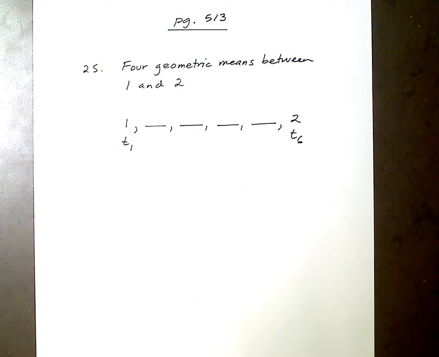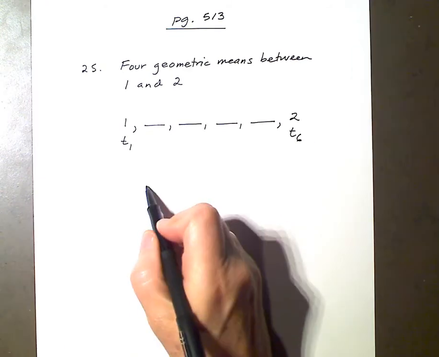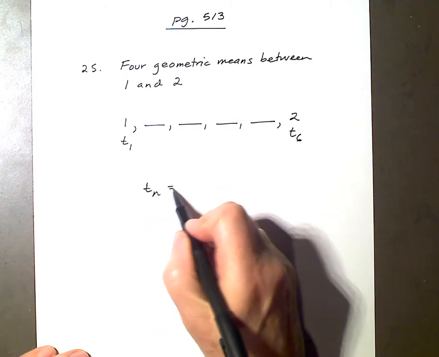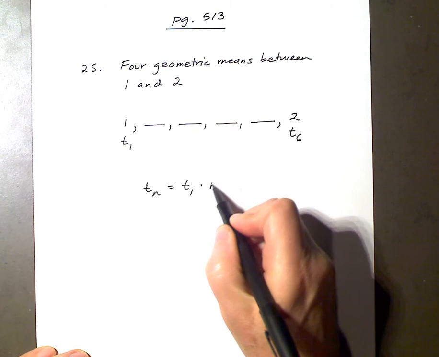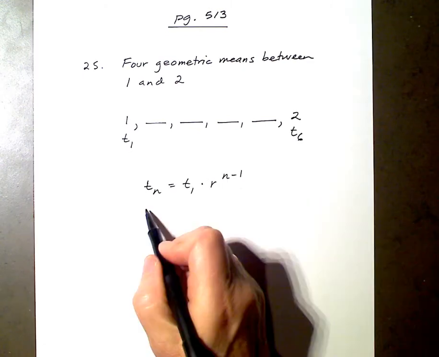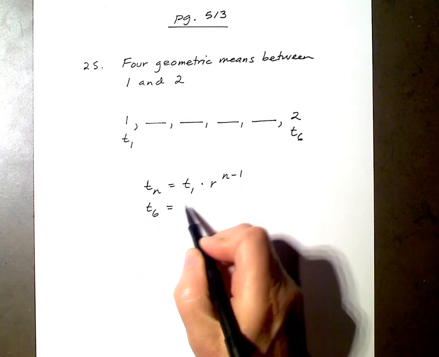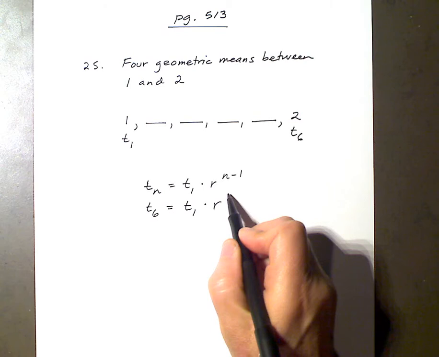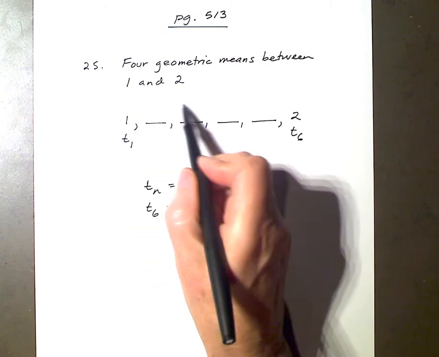So I'm going to use the fact that any term in a geometric sequence can be found by taking the first term and multiplying it by the common ratio n minus 1 times. So if I just look at the 6th term, if I take the first term, I have to multiply it by the common ratio 5 times. Okay, 1, 2, 3, 4, 5.